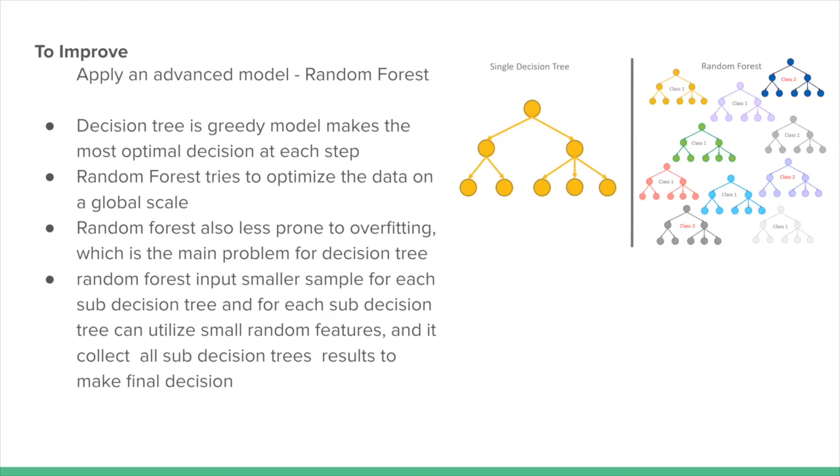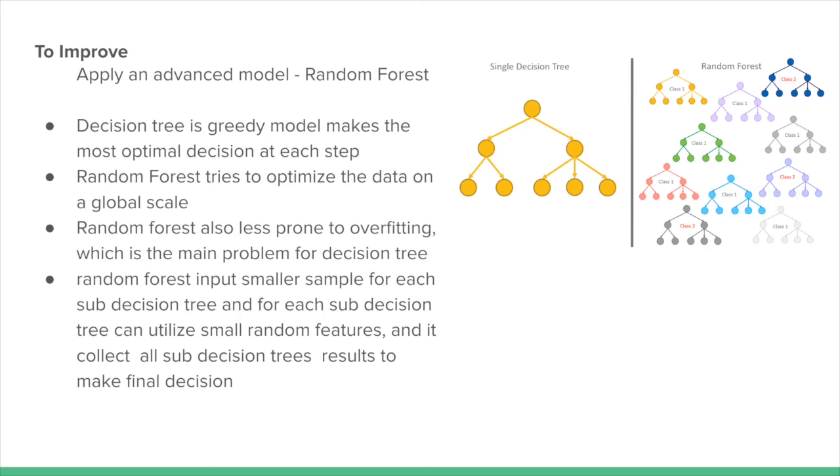So we need to improve. One possible solution is to use an advanced model, random forest. Compared to the decision tree, random forest has its advantages. First, the decision tree is a greedy model. It creates the most optimal decision at each step, but it is greedy. It's not the global decision.